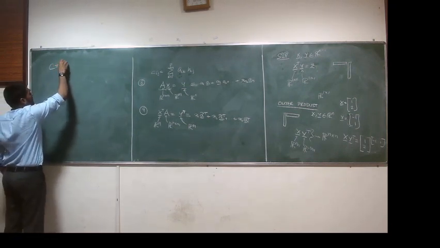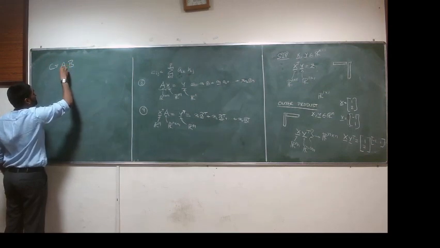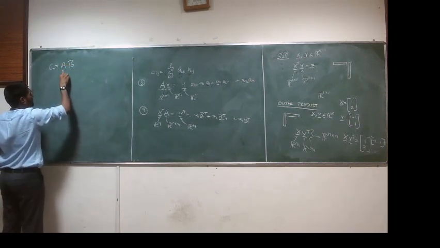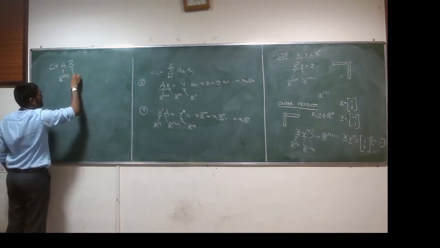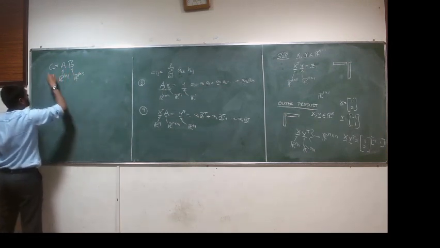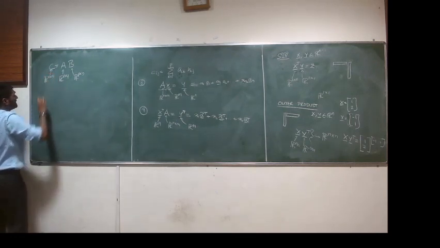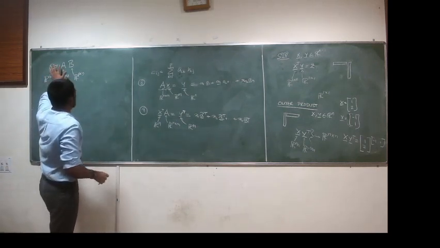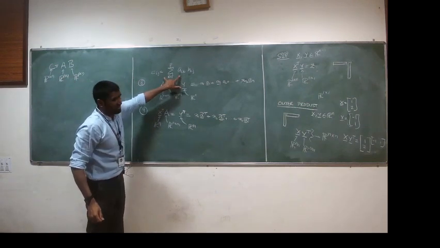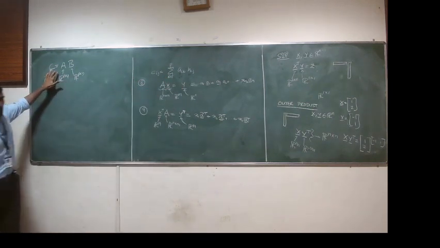It's A times B. We'll assume again A is n cross P, B is P cross n. What you get will be n cross n. Okay, and if you just use this formula, you can do the matrix multiplication.